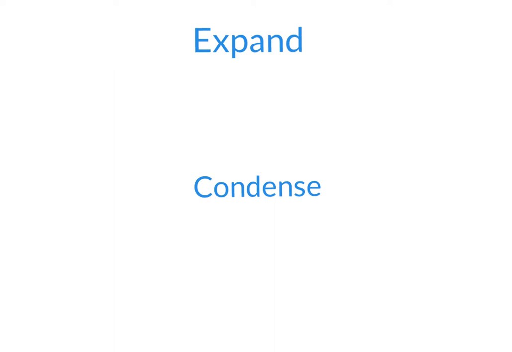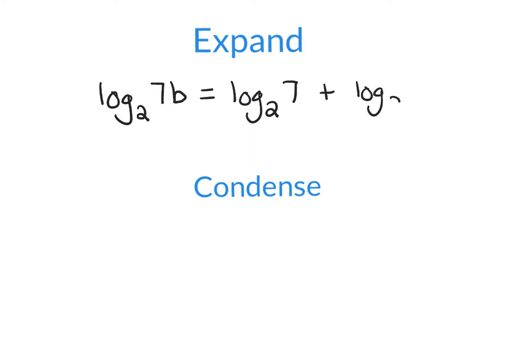Okay, so we're going to look at expanding and condensing logarithms using that property. So if I have log base 2 of 7 times b, how do you expand it? In other words, break it up into its addition. So log base 2 of 7 plus log base 2 of b. So it means the same thing. I've expanded it. All right, so condense just means go backwards.